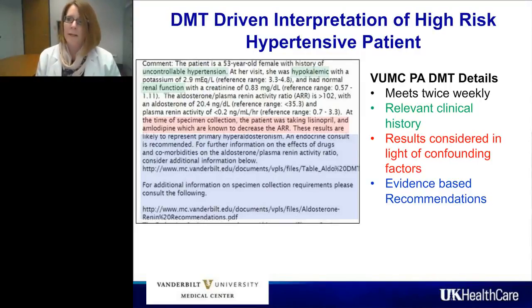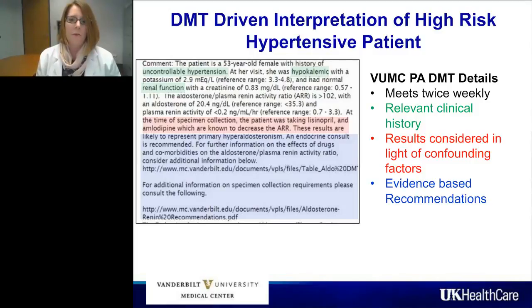This team met weekly, and the meetings corresponded to the times that we performed aldosterone and renin testing. When we met, we reviewed relevant clinical history. We considered confounding factors like physiological and medication factors, and we also reviewed evidence like the Endocrine Society and other guidelines to make evidence-based recommendations.